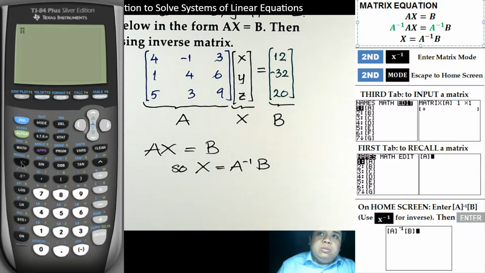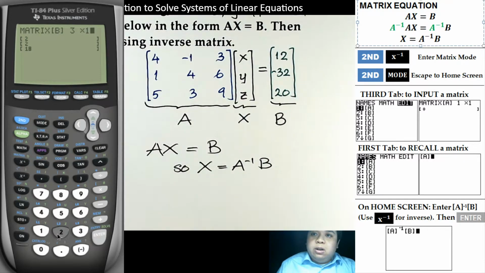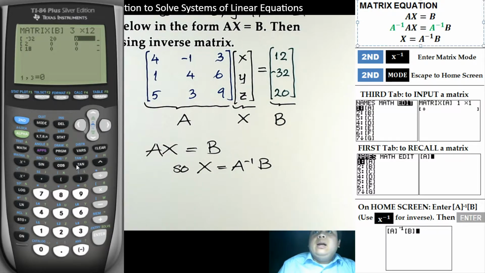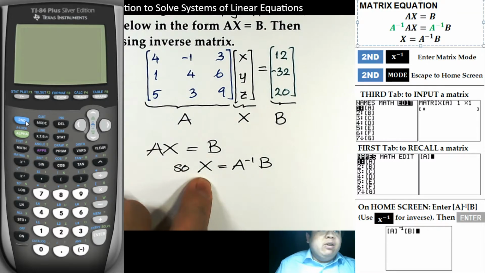And then go to where we input the matrix B. Matrix B, sorry, 3 by 1: 12, -32, and 20. Second mode, back to home screen, and then we do A inverse times B.